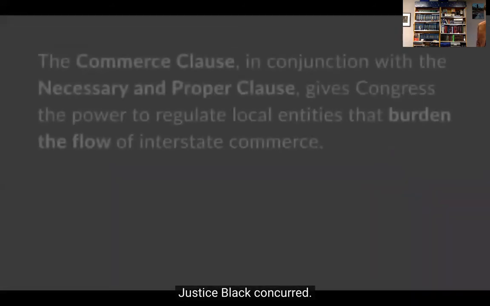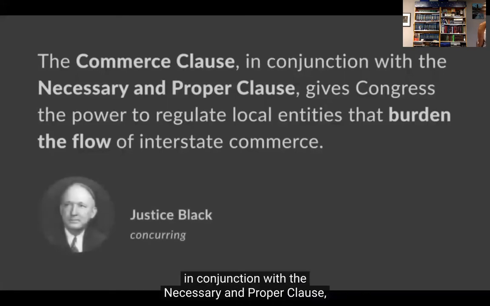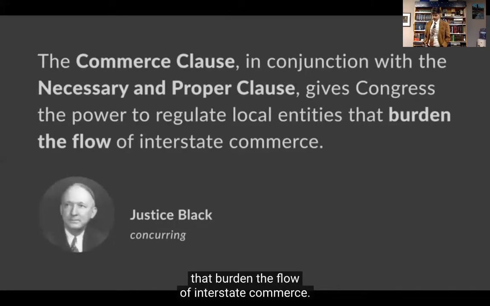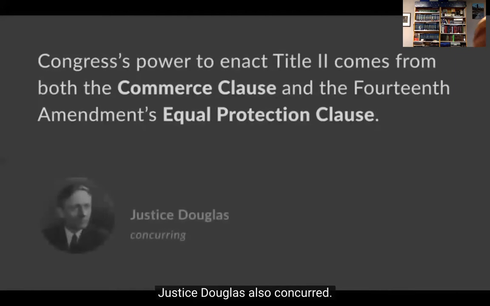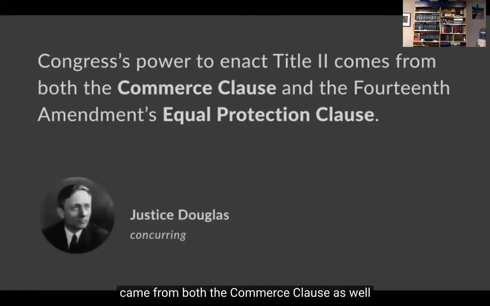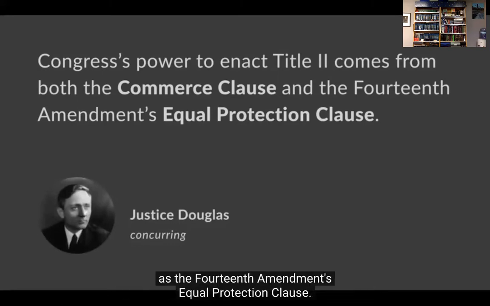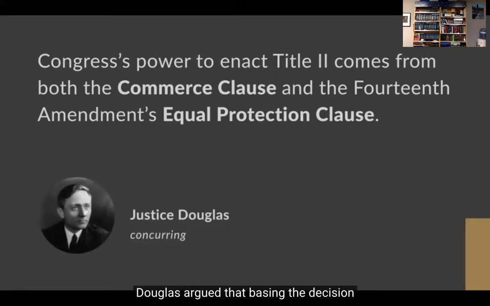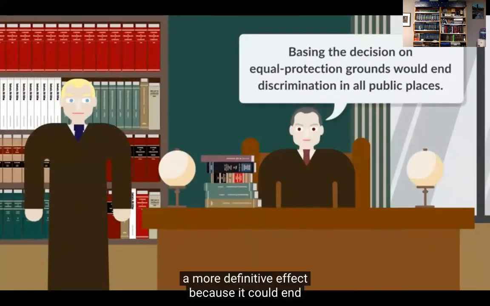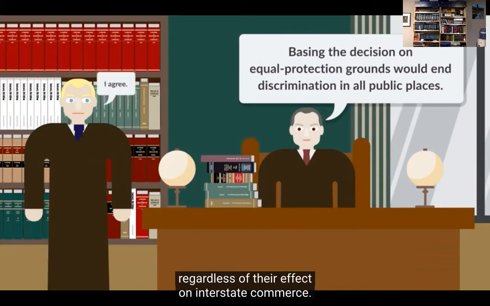Justice Black concurred. Black wrote that the Commerce Clause, in conjunction with the Necessary and Proper Clause, gave Congress the power to regulate local entities that burden the flow of interstate commerce. Justice Douglas also concurred. Douglas believed that Congress's power to enact Title II came from both the Commerce Clause as well as the 14th Amendment's Equal Protection Clause. Douglas argued that basing the decision on equal protection grounds would have had a more definitive effect because it could end discrimination in all places of public accommodation, regardless of their effect on interstate commerce.